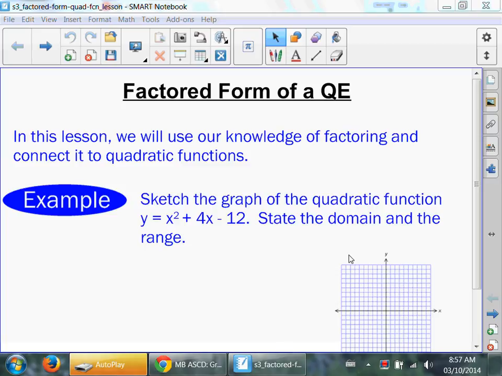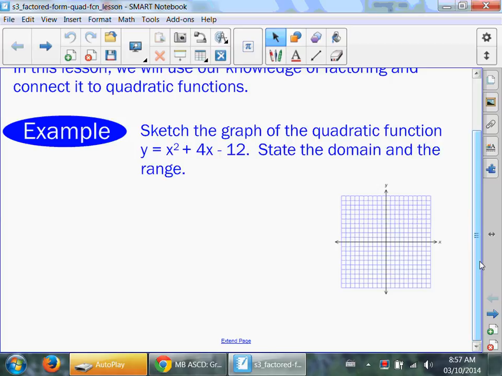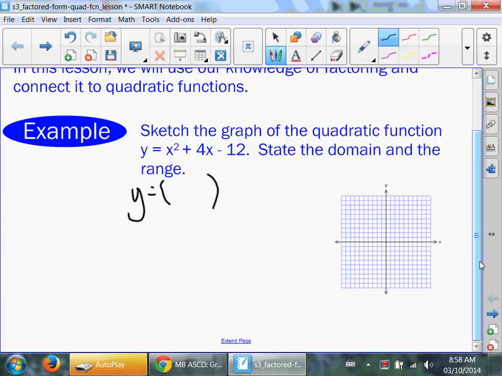This example says, sketch the graph of the quadratic function x squared plus 4x minus 12, state the domain and the range. So what we need to do is take this and factor it, obviously. This is a pretty simple trinomial, so there's nothing too crazy happening here. We're looking for two numbers that multiply to negative 12 and add to positive 4. So that's 6 and negative 2. So that's x plus 6, x minus 2.